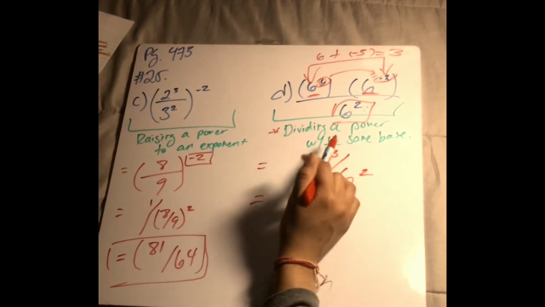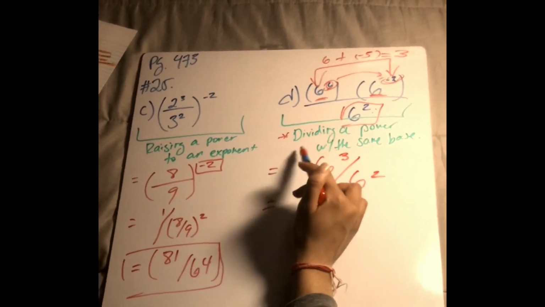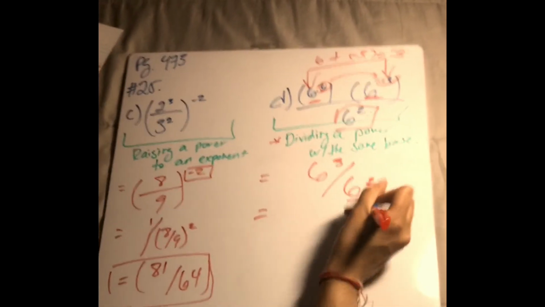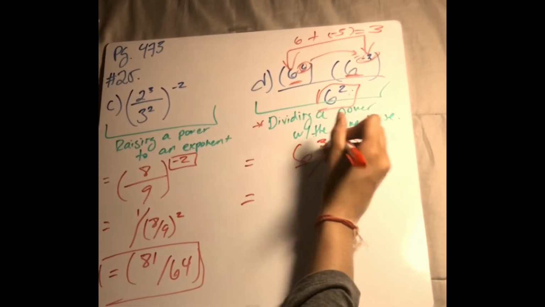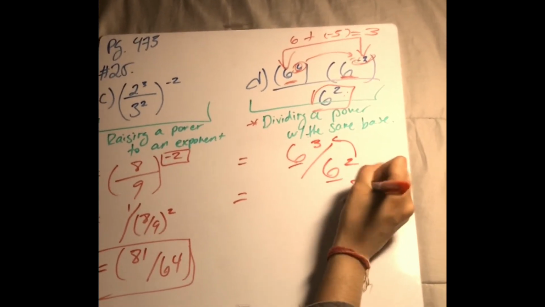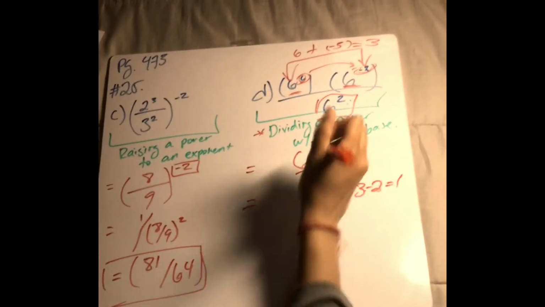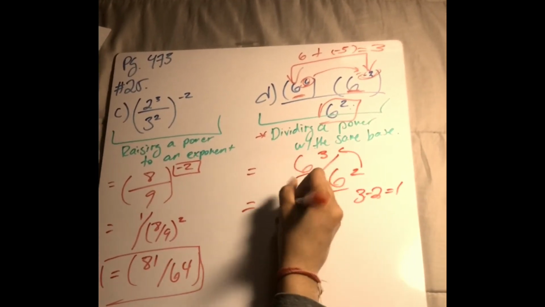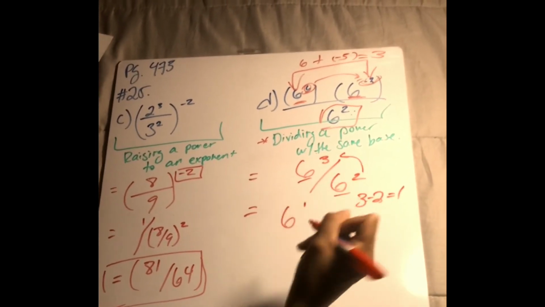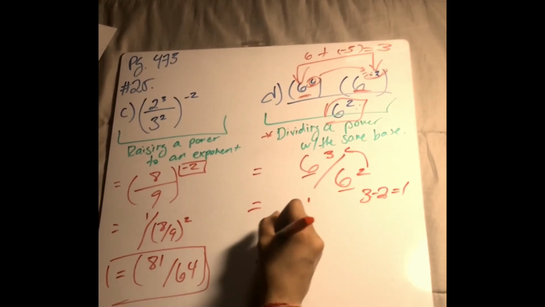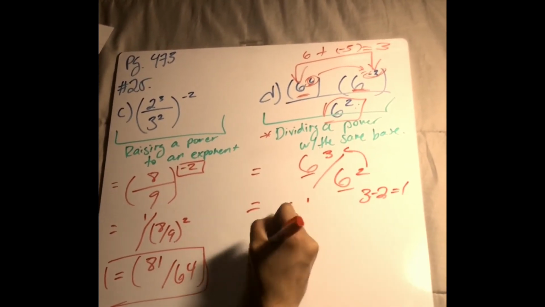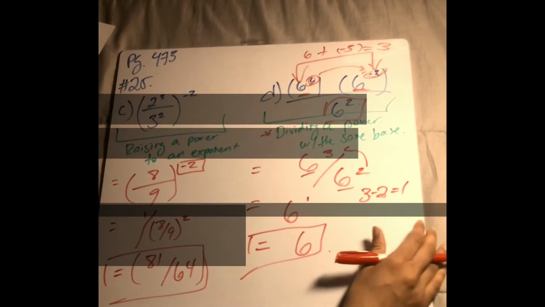This question has a rule called dividing a power with the same base. These two have the same base and you're dividing them, so you're going to do 3 minus 2, which is equal to 1, as your exponent. So you have 6 to the power of 1, and 6 to the power of 1 is just equal to 6.